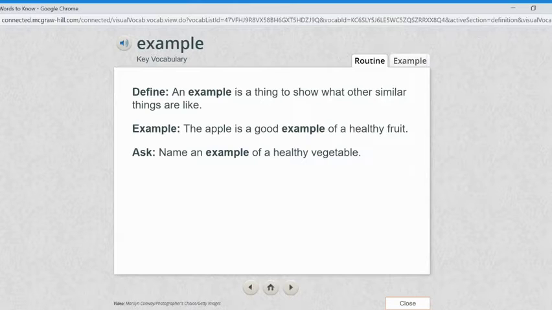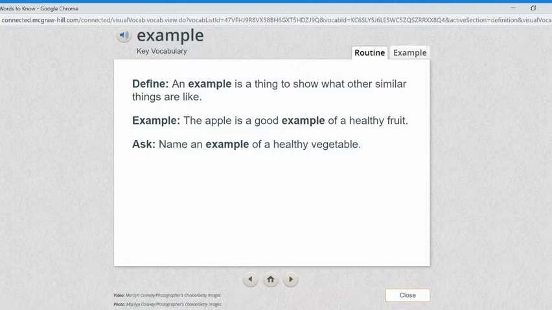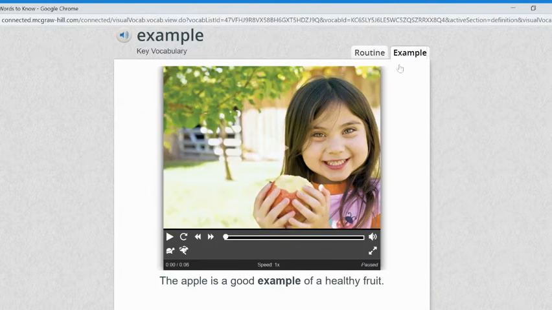So if I ever am teaching you a new subject or a new topic, I like to give you some example problems so you can see what something is like or how something is done. The apple is a good example of a healthy fruit. Can you name an example of a healthy vegetable? If you said broccoli or asparagus or Brussels sprouts, great job. There's also tons of other healthy vegetables out there.